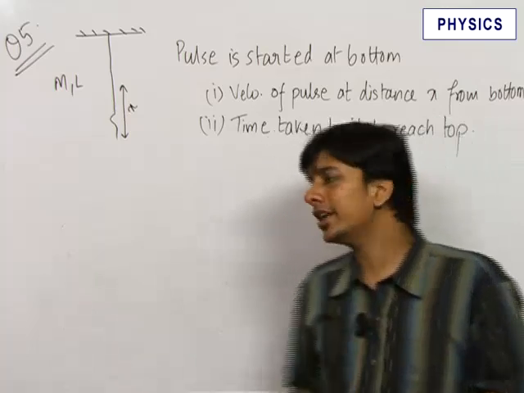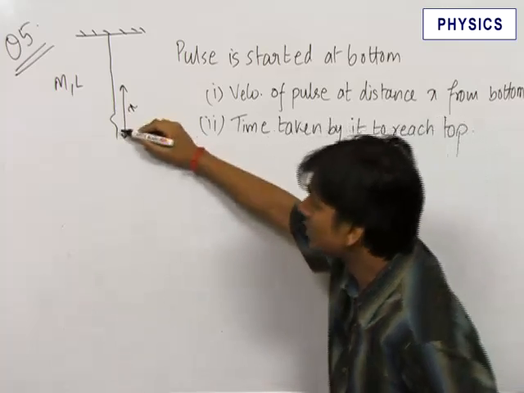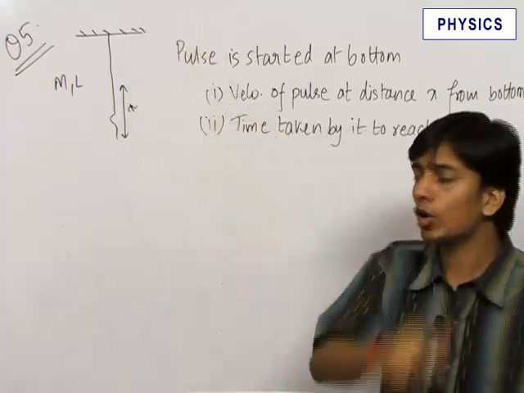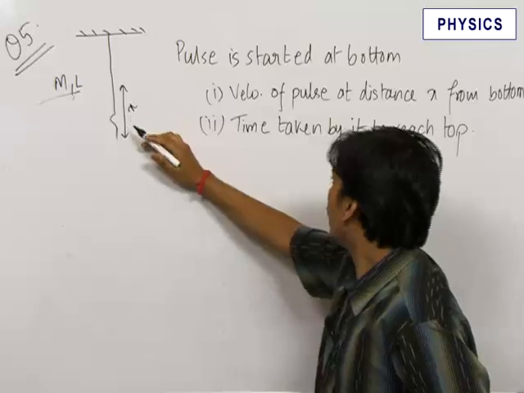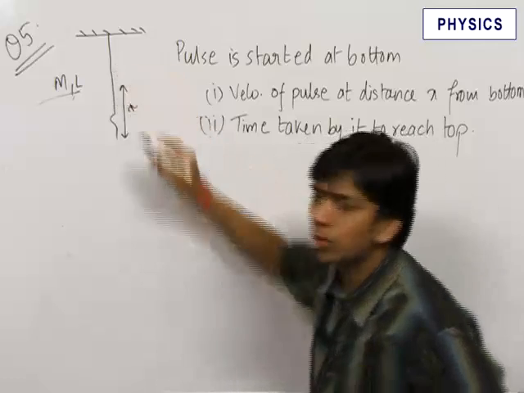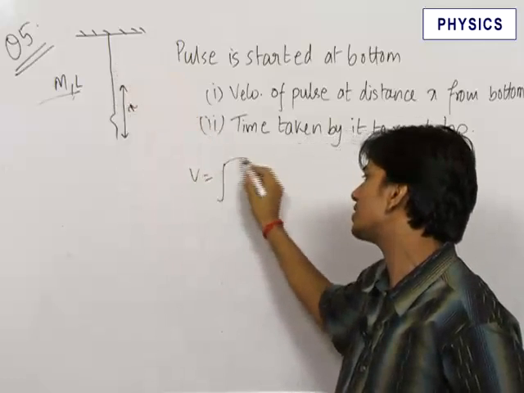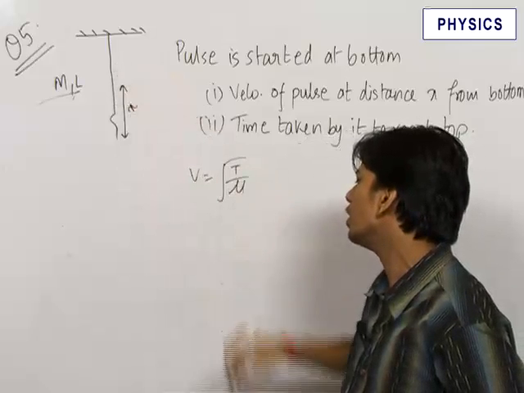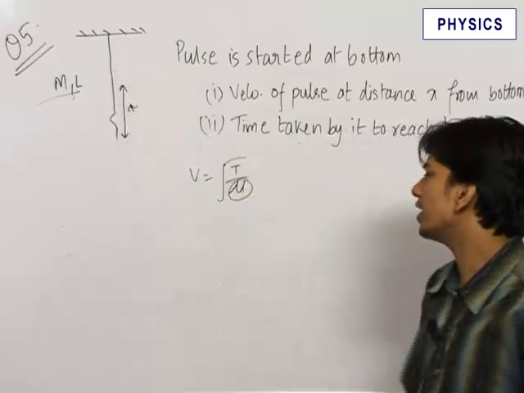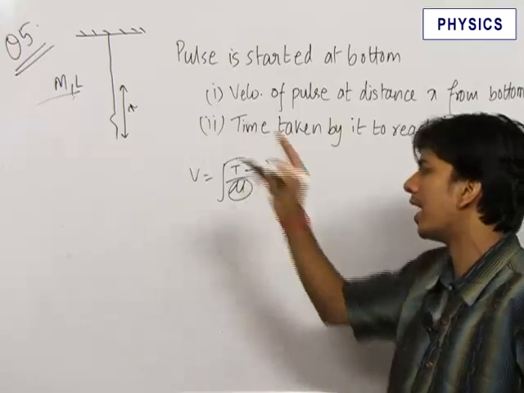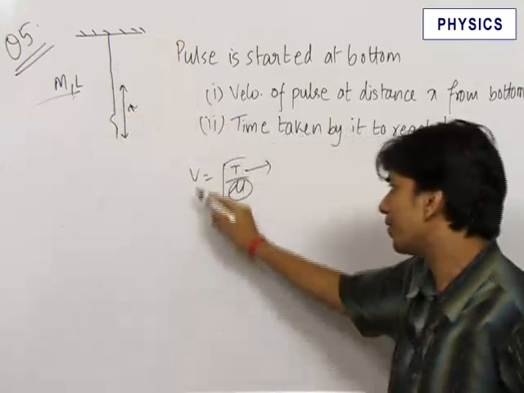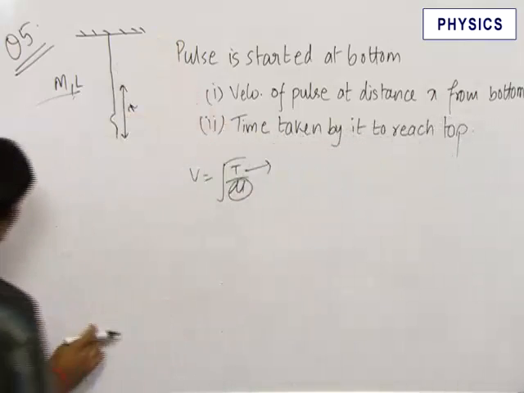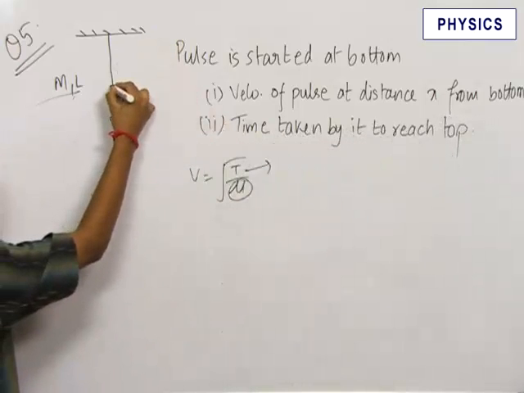Now, an important thing to realize here is that the tension throughout the rope will not be constant because it has mass, due to which the velocity of the pulse will be different at different portions of the string, because the formula for velocity of a pulse is v equals root over T upon mu, where mu is the mass per unit length of the string and T is the tension in the string in that part. Therefore, because of variable tension throughout the string, we will have variable velocities throughout the string. So, let us check what happens at distance x.